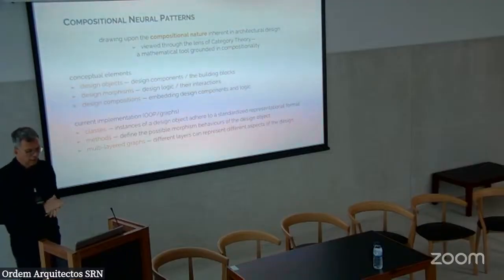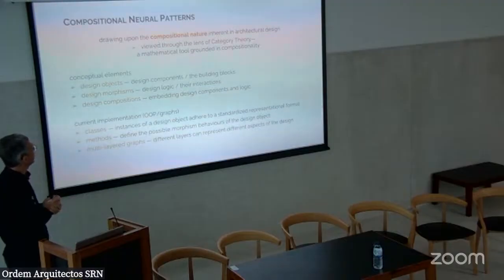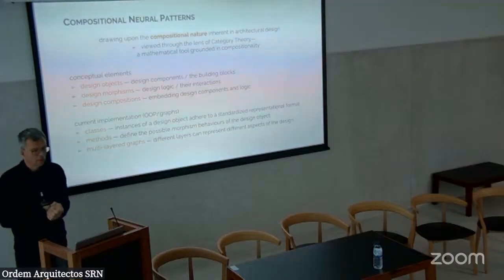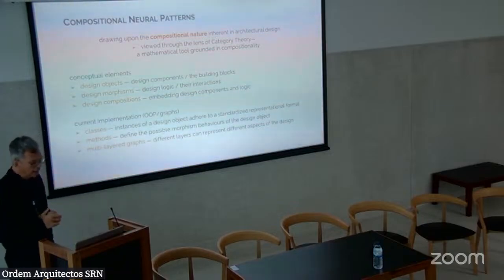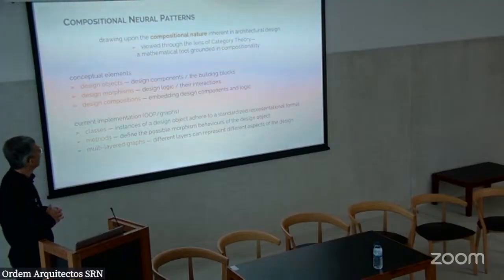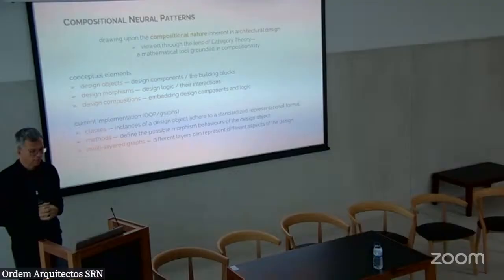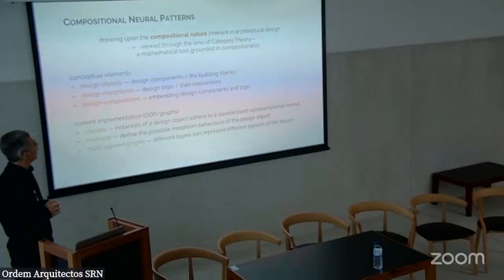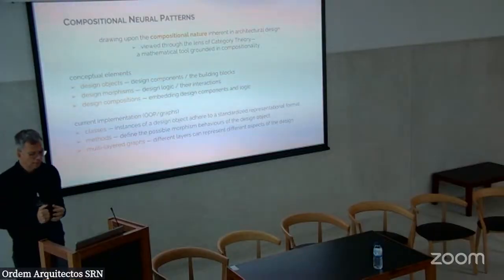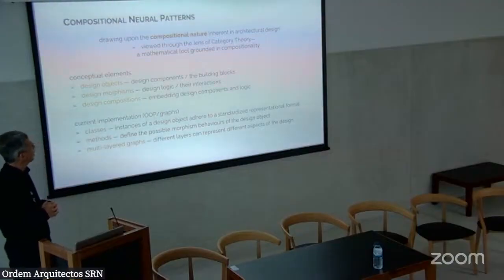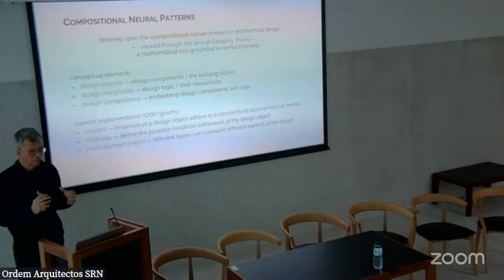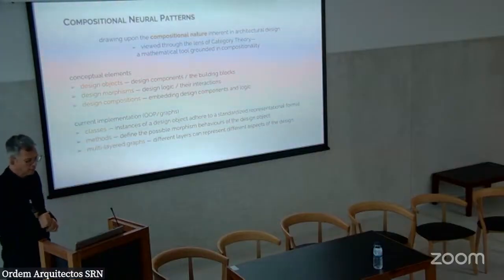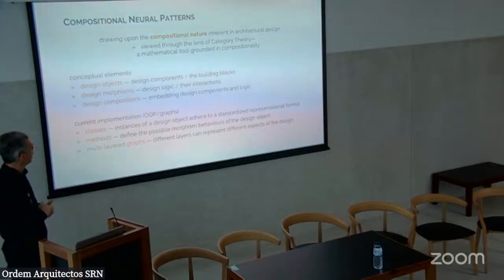So in our way of thinking, we're considering this concept of compositional neural patterns. So the neural already, of course, points to the AI role that we think is necessary. The compositional draws upon the compositional nature that we think is inherent in architectural design, but we view it through the lens of category theory, which is a mathematical tool that is also grounded in compositionality. So we think that there's a very good correspondence between category theory and what we are aiming for.